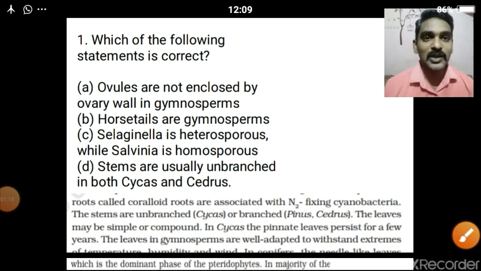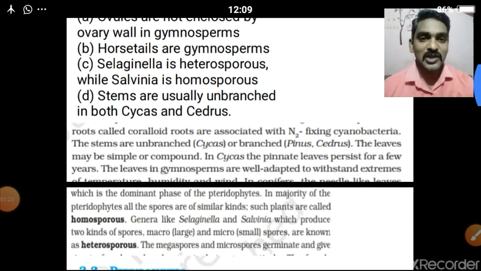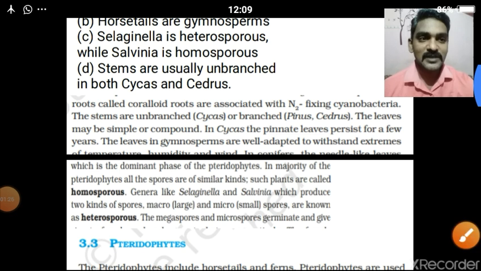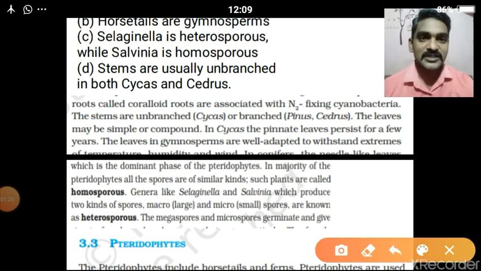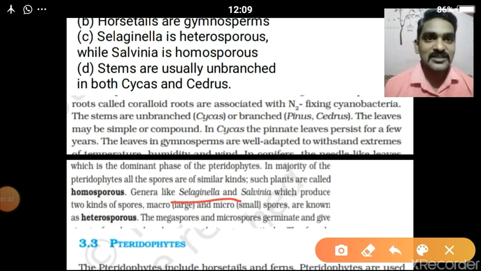Selaginella is heterosporous, while Salvinia is homosporous. That is option C. For that also you can see here in the textbook, Selaginella and Salvinia produce two kinds of spores. Two kinds means one will be large and one will be smaller spores. So it is called heterosporous. It is not called homosporous. Both Selaginella as well as Salvinia are heterosporous.